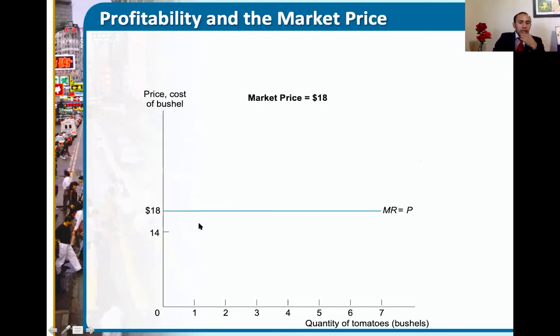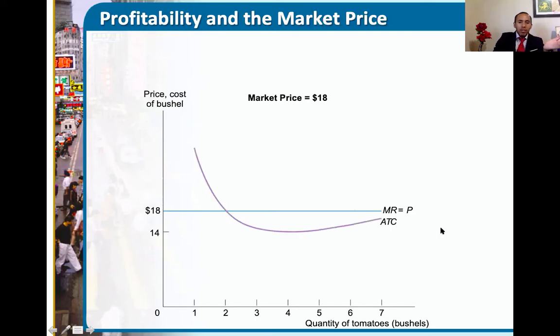So going back to our tomato model, our price of tomatoes is $18. That's our market price. That's our marginal revenue per unit for each additional unit sold, and it's going to be at $18. That's our market price. We can produce 2, 3, 4, 5, 6, 7, 8 tomatoes.